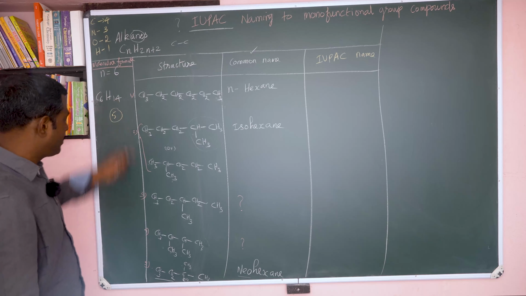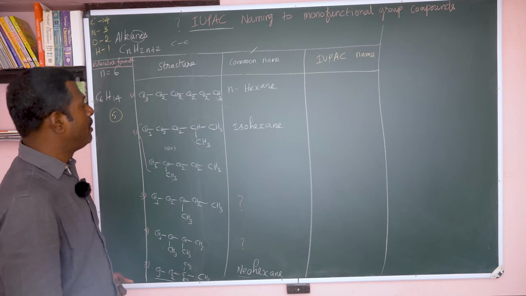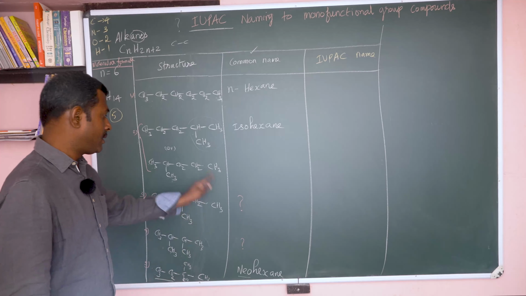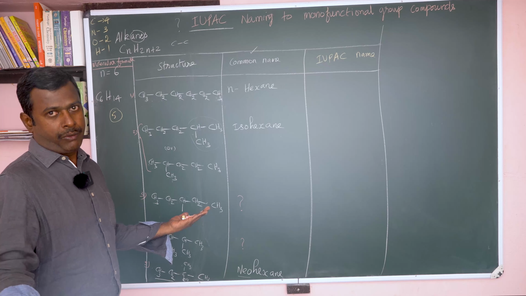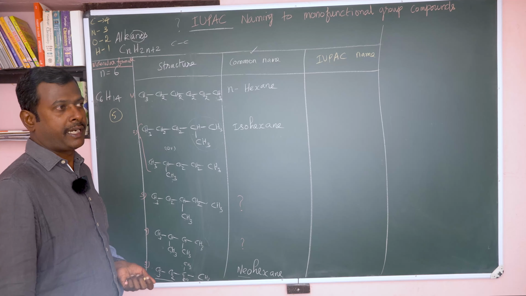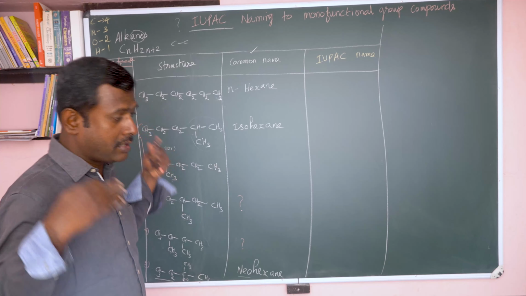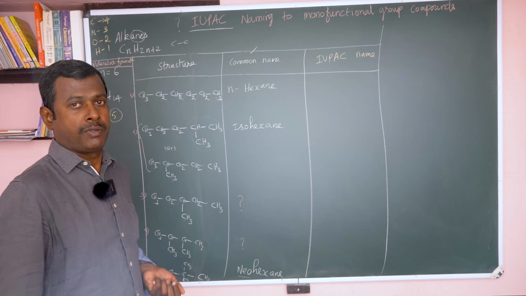So among these 5 compounds, we can give common names only to 3 compounds. What about the other 2? We can't give common names. So actually, common names can't be given to all the organic compounds.